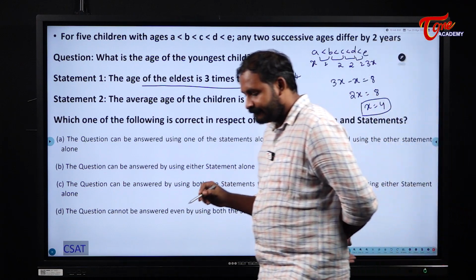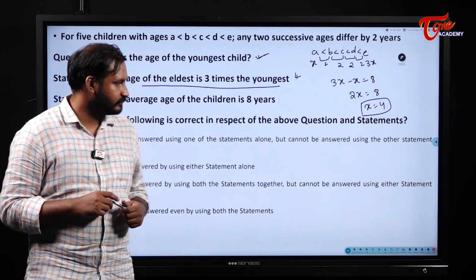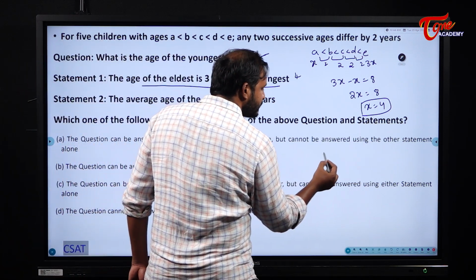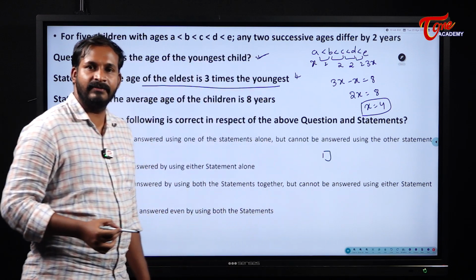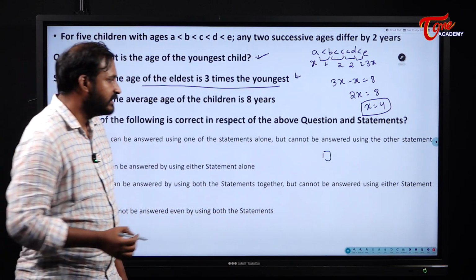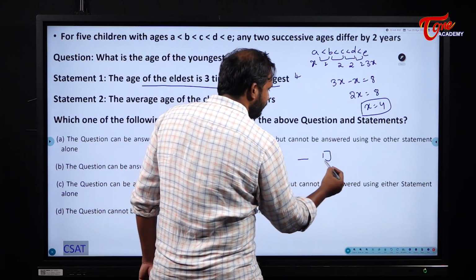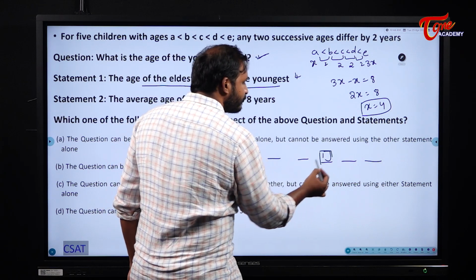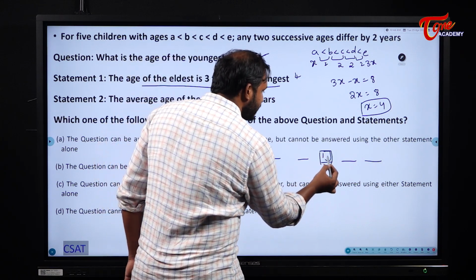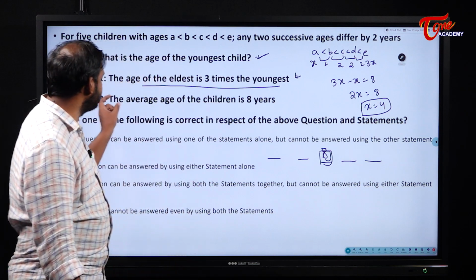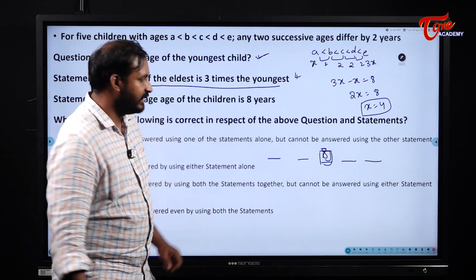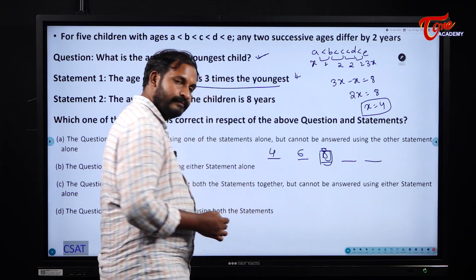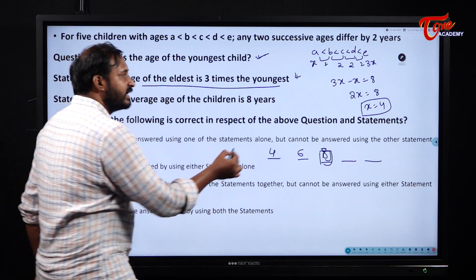See here students, if the age difference is common, between 5 children, what will be the average? The middle child's age will become the average, right? Out of 5 numbers who are equidistant from each other, the middle value will become the average. So here, from the second statement, the middle child's age is 8. If his age is 8, the next is 6, and then 4. Right? With the second statement also I can tell my answer, right?